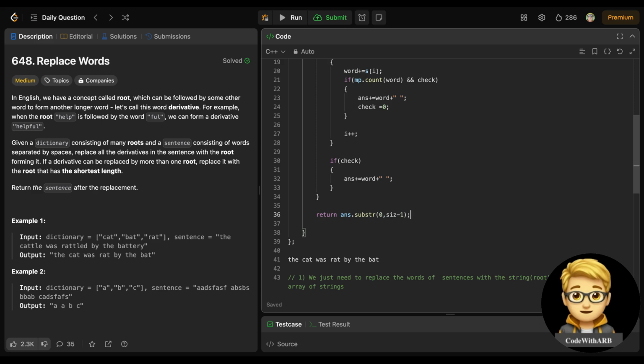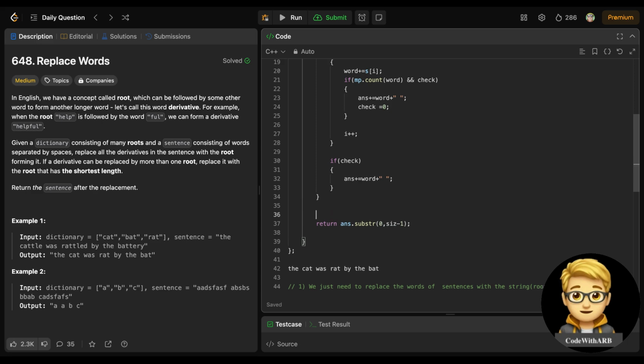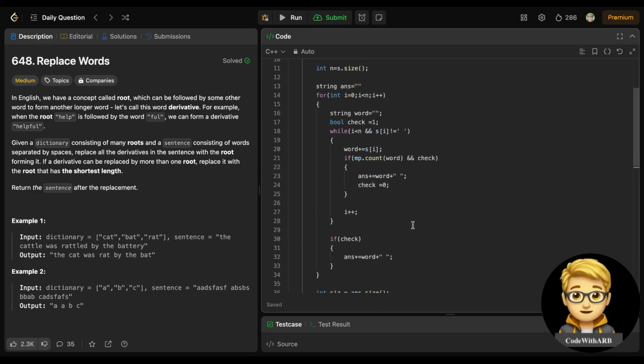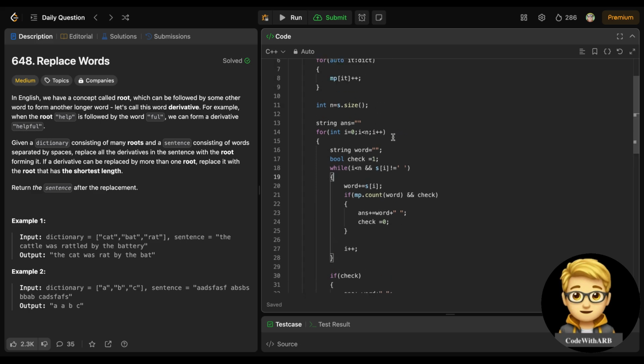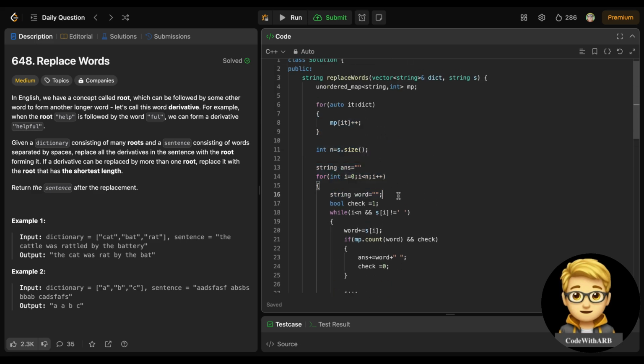What would be the size? The size will be the answer dot size, right? This will be the size. Why am I sending it like this? Because after insertion in this answer there would be an extra space left, which we don't need to send, right? So this is how we will solve and implement this question.